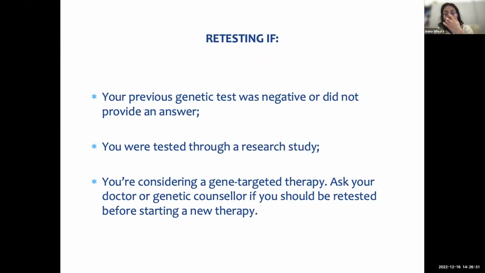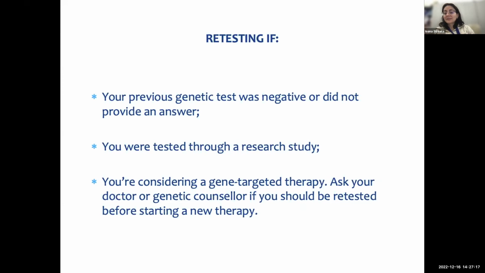Also, after we've done a genetic test, sometimes it might be necessary to repeat that test. And of course, we repeat the test if we performed just a targeted test, or a gene panel test and not a whole exome or a whole genome. Because if we performed whole exome or whole genome, the approach is not to retest, the approach is to reanalyze the data in the context of new data in the literature and in the databases.